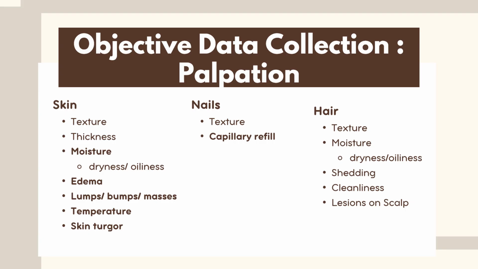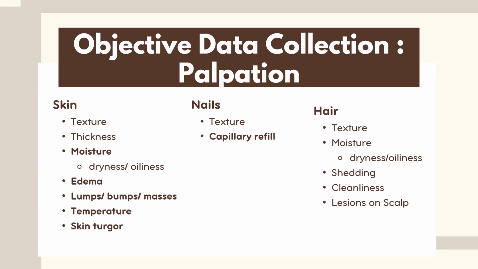And then for hair, you want to feel for the texture. Is it fine, coarse, brittle, soft? Again, those types of changes could be due to nutritional deficiencies, thyroid disorder, hormonal imbalance. You want to check for the moisture. Is it dry? Is it oily? What about distribution and possibly even shedding?